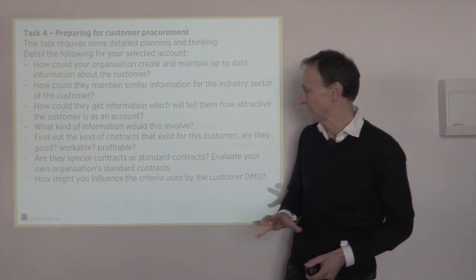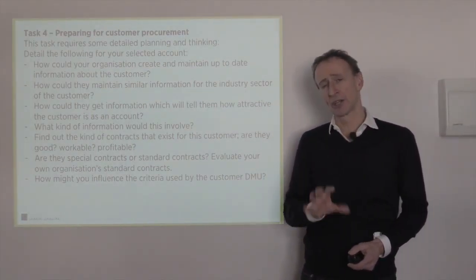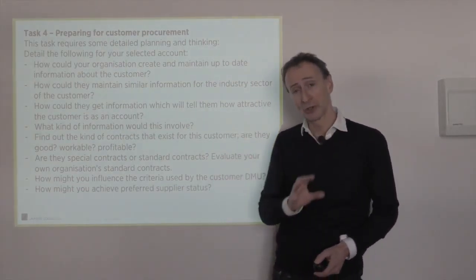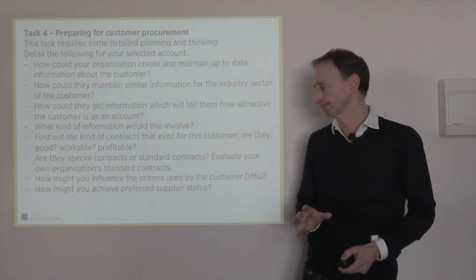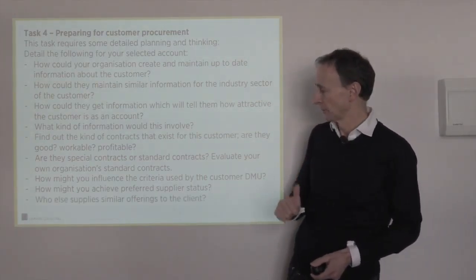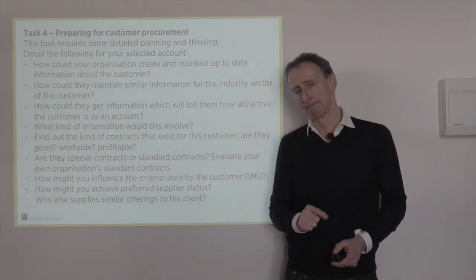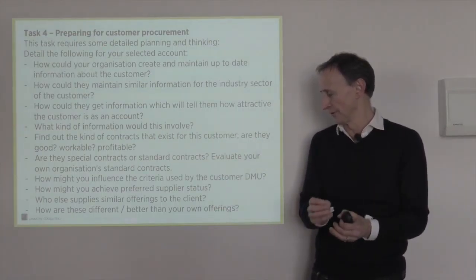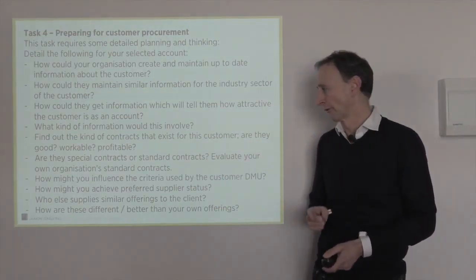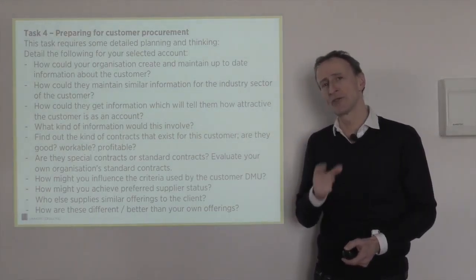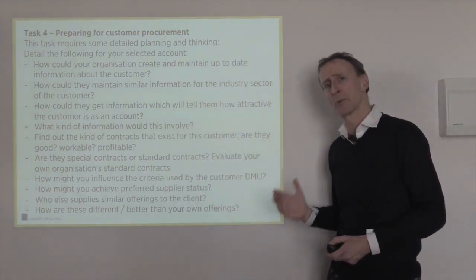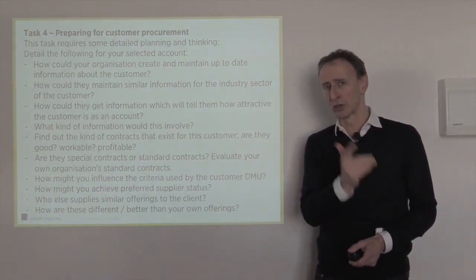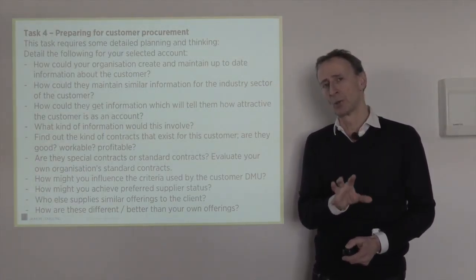How might you influence the criteria used by the customer decision-making unit? How might you achieve preferred supplier status to actually do this? And who else supplies similar offerings to the client? And finally, how are these different or better than your own offerings? So this whole task is to truly understand, in terms of preparation for customer procurement, getting a really good understanding of exactly who they are, but you know what?